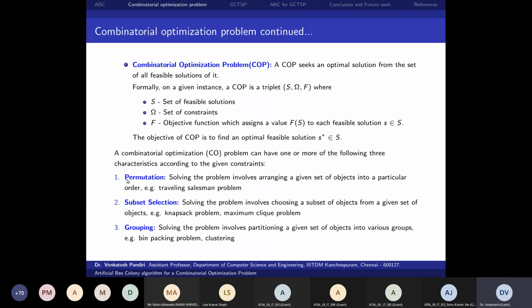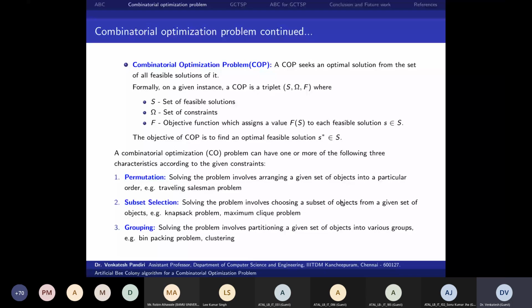If a problem requires permutation, for example, solving the problem requires arranging a given set of objects into a particular order. For example, the traveling salesman problem, whose solution requires arranging the objects, right? So that is categorized as a permutation problem. And a subset selection problem, like knapsack, means you need to identify a subset of objects. So that is a subset selection problem.